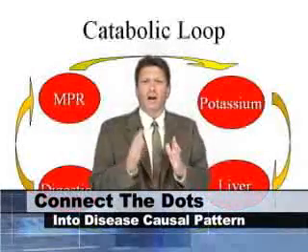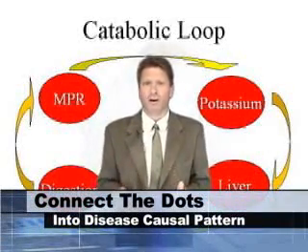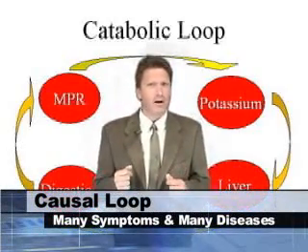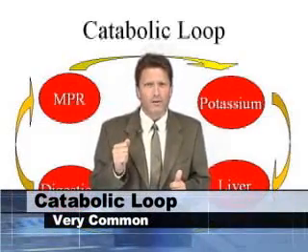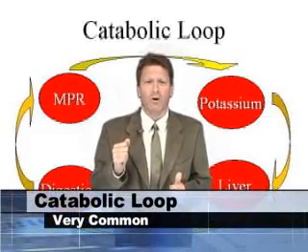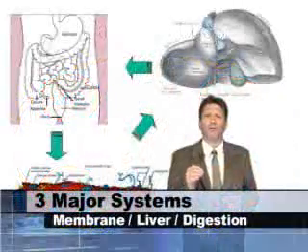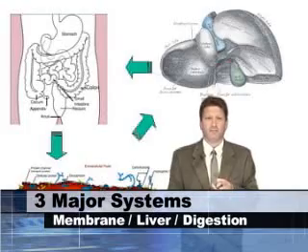Now we'll connect compromised membrane power, potassium, liver function, digestion, and lipid toxins into a causal loop that drives many symptoms and many diseases. We call this very common pattern the catabolic loop. It's a very strong, self-reinforcing metabolic lock pattern, which is one tough nut to crack. The catabolic loop involves three different systems: cell membrane, the liver, and digestive system.